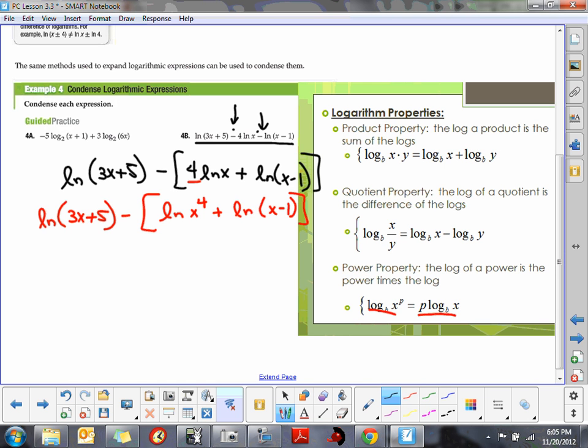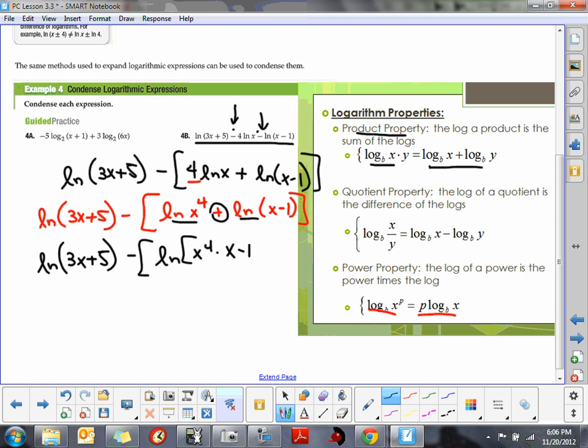Now I'm going to use another logarithm property. When you see addition, think of adding exponents. If you're adding exponents, you must be using the product property. If we're adding logarithms, then it has to be the log of a product. So the sum of the logs equals the log of a product. So the natural log of, we've got x to the 4th times x minus 1.